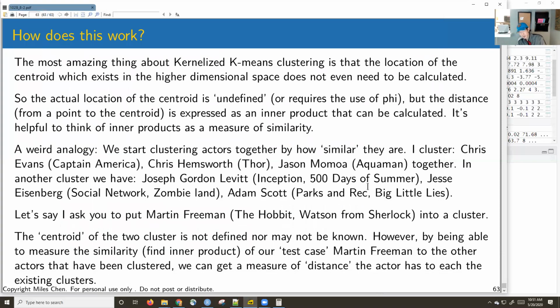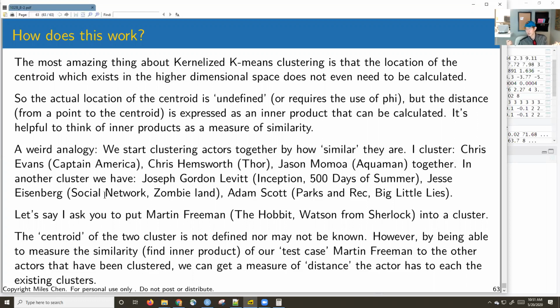I like all of these actors, but we would say they're definitely different. They play different roles. It's hard to imagine Joseph Gordon-Levitt in the role of Thor, or it would be hard to imagine Jason Momoa playing Mark Zuckerberg in The Social Network. Something doesn't quite line up there. But if I ask, what's the centroid? We can cluster these actors together, but there's no centroid. You can't have a person that exists as the average of these things.